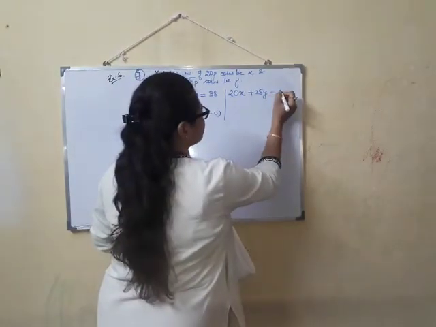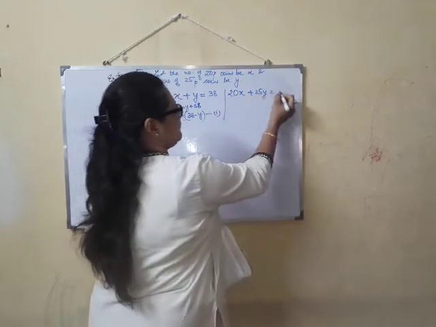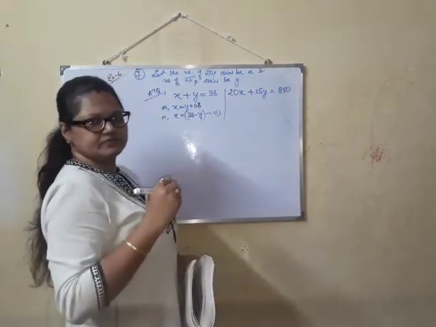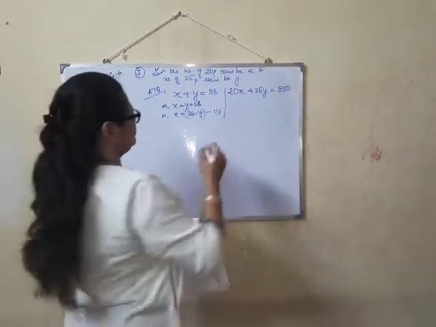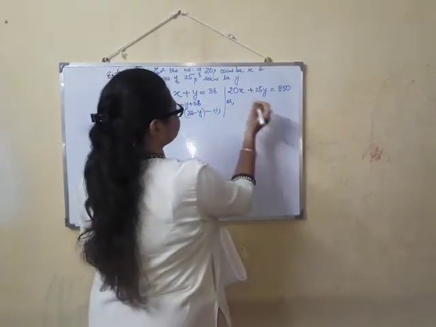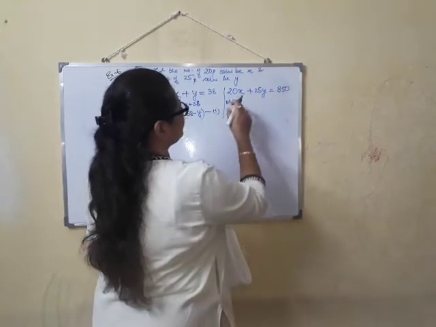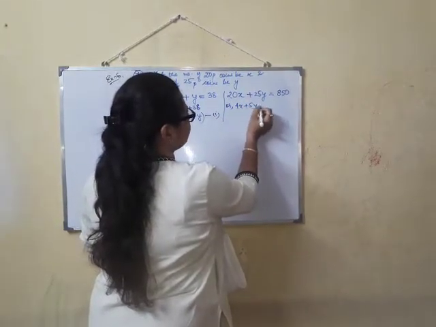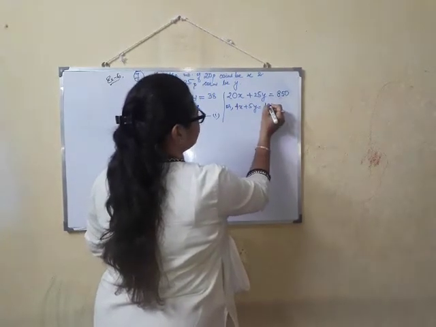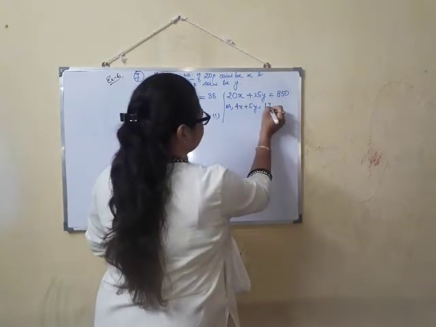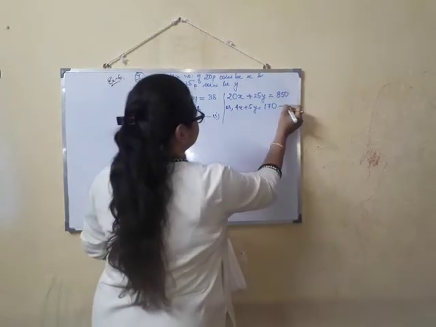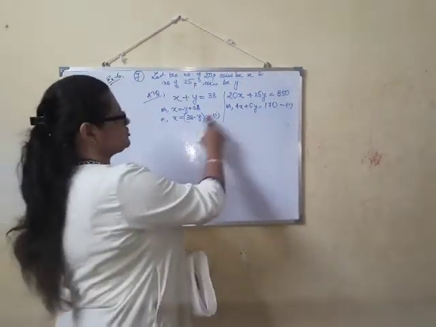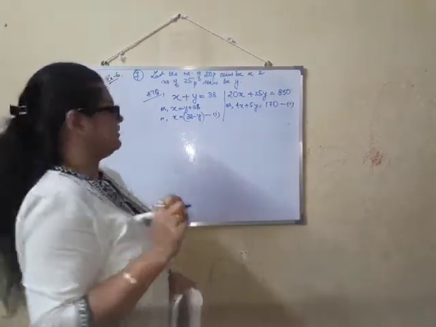8 rupees 50 paisa, because these are all in paisa, I am converting 8 rupees 50 paisa to paisa. So 850. Okay. From here what do we get? Dividing all throughout with 5, 4x plus 5y is equal to 170. Okay, so this is one equation, this is the other equation that we get.